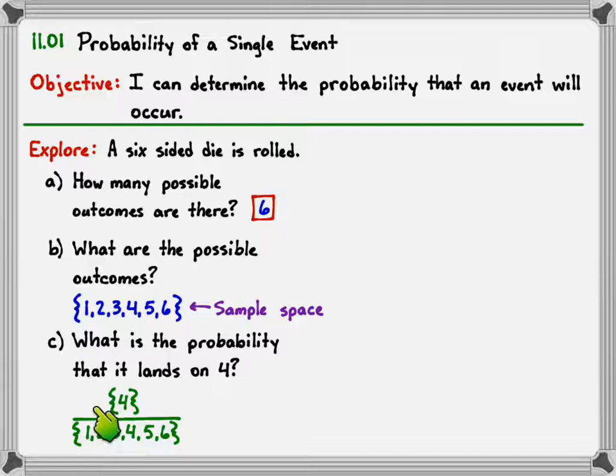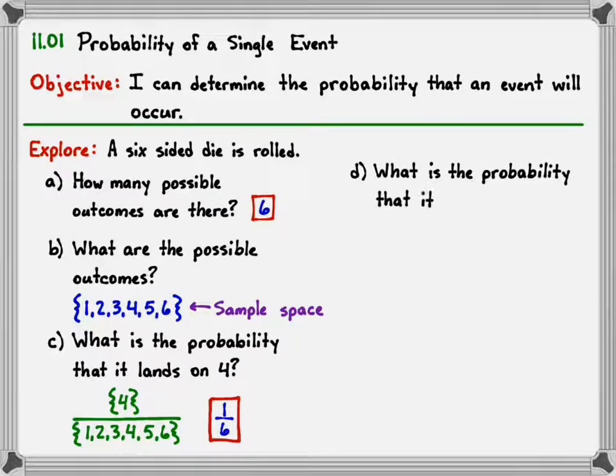The bottom is a sample space, and the top is what's called the event space. So we list all the things that we want on top, and then we list all the things that we could possibly get on the bottom. So we want a 4 out, and we could get any one of these 6 things on the bottom. So our probability is 1 out of 6 because we're just counting how many things on top and how many things on the bottom.